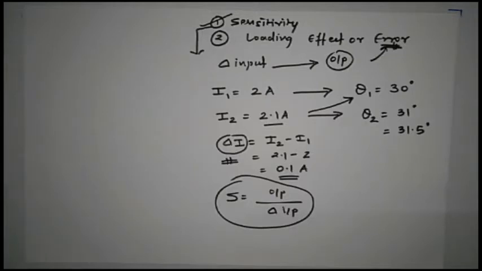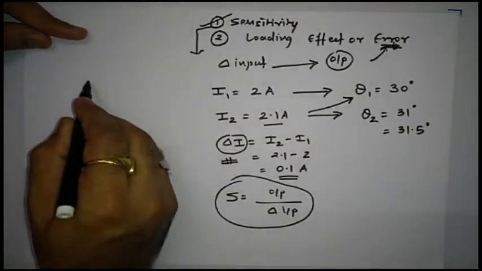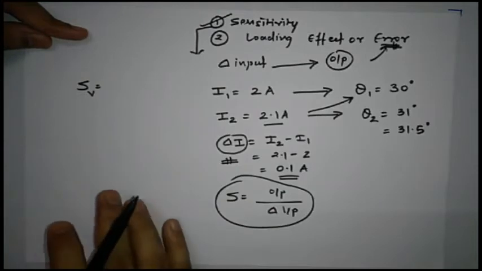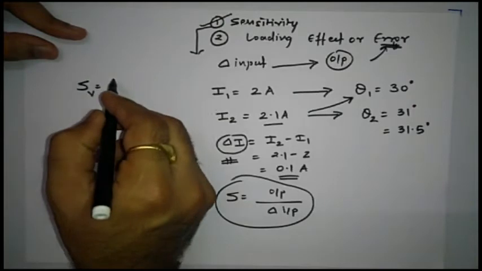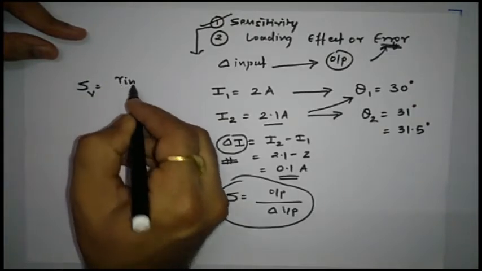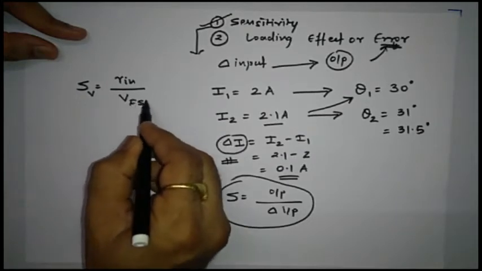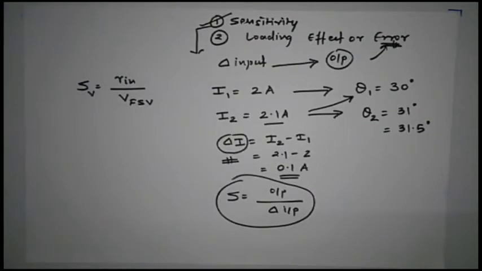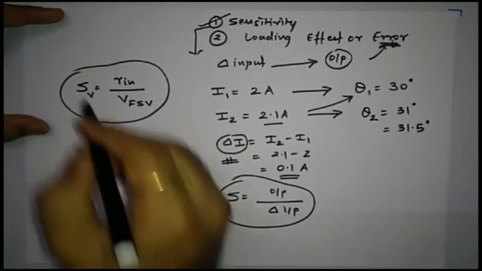For example, in case of voltmeter, the mathematical formula to calculate sensitivity is given by sensitivity for voltmeter indicated by symbol say S suffix V is defined as the ratio of internal resistance of voltmeter divided by the full scale value, or you can say full scale voltage corresponding to that particular voltmeter. So this is the formula to calculate the value of sensitivity in case of voltmeter.